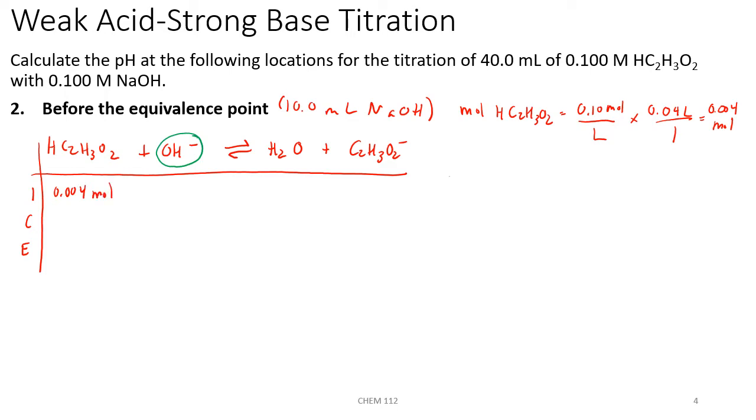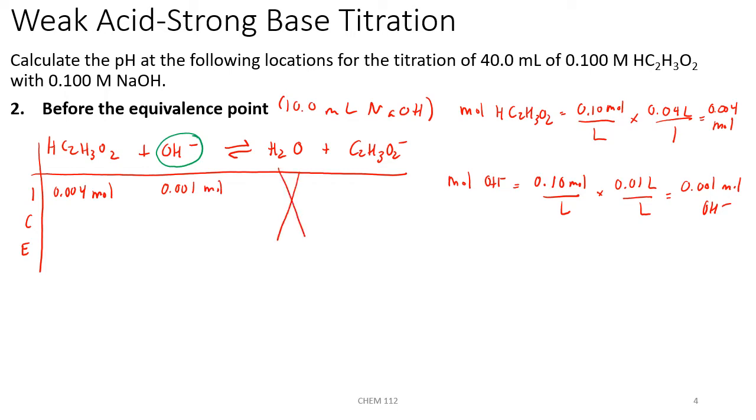And then we added 10 milliliters, so let's figure out how many moles of hydroxide we added. Our concentration of hydroxide was also 0.1 moles per liter, and we added 10 milliliters or 0.01 liters. So we added 0.001 moles of hydroxide ion from our burette. Water is a liquid, we'll ignore that.